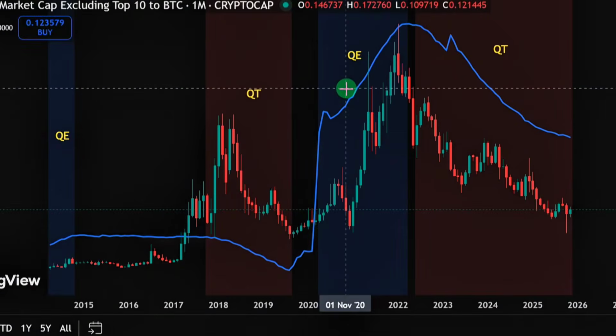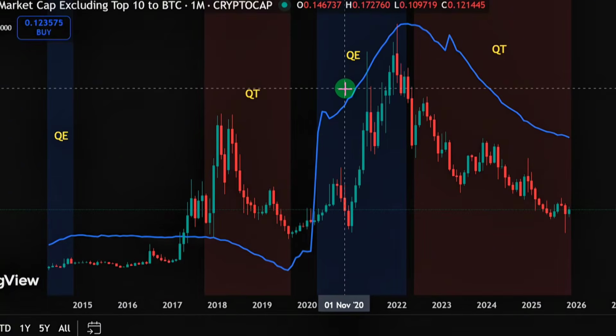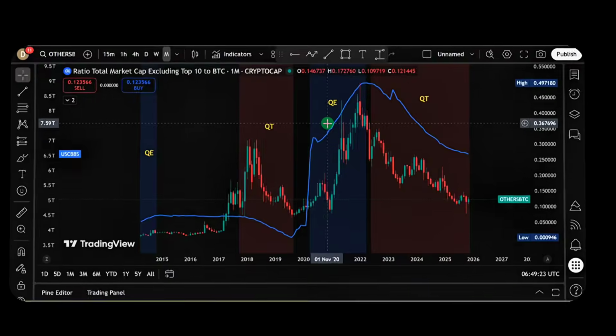And talking about quantitative tightening, it is the opposite of quantitative easing. This is the period whereby money is being pulled out of circulation. It is used to reduce inflation. And whenever we are in a period of quantitative tightening, there is always less money in the economy, high interest rates, and also tighter financial conditions. So that is what quantitative easing and quantitative tightening is all about, guys.